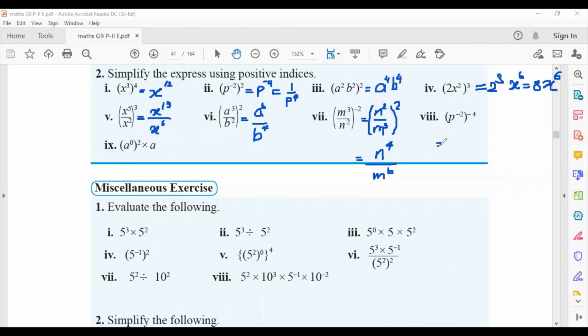Let's move to the eighth question. Here, since there is a negative index as a power, and here also a negative index, when there is a power of power, according to the laws of indices, these two indices should be multiplied. Negative 2 times negative 4 is 8. Negative into negative, positive. p to the power 8.